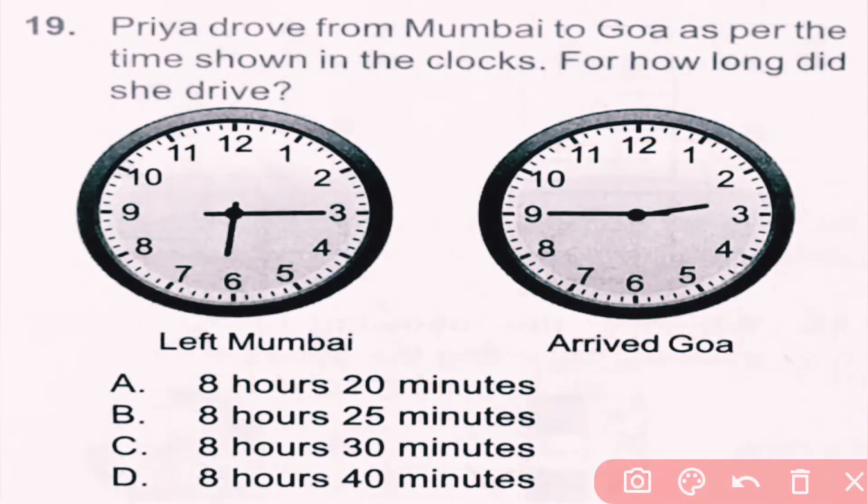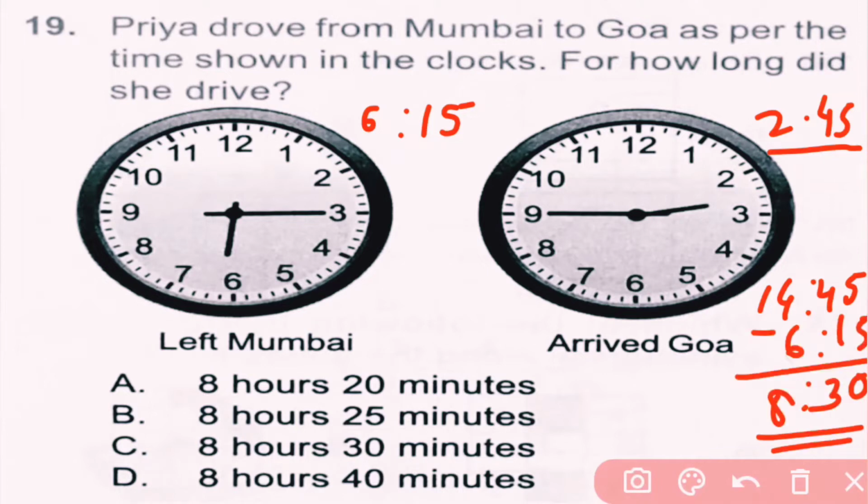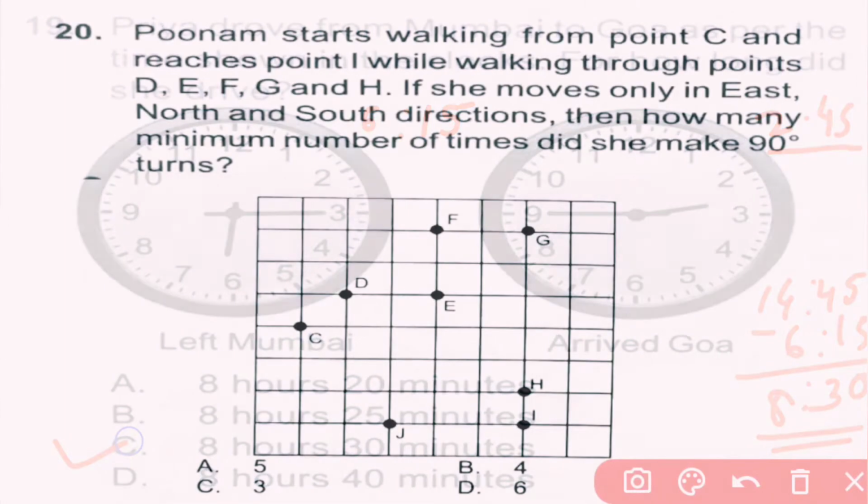Question number 19. Priya drove from Mumbai to Goa as per the time shown in the clocks. For how long did she drive? So here the time shown in the first clock is 6:15 and in the second clock is 2:45. So we convert this into 24 hours. 2:45 means 14:45. So the duration of the journey is 14:45 minus 6:15, which is 8:30. So the duration of the journey is equal to 8 hours 30 minutes. C is the correct answer.